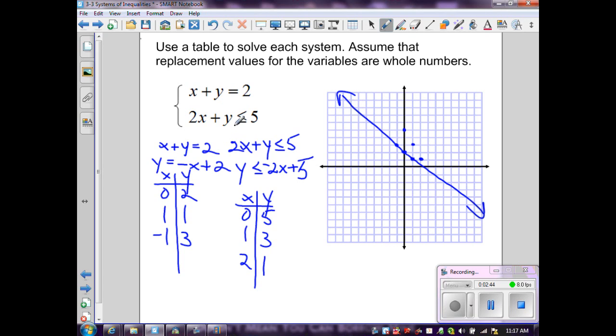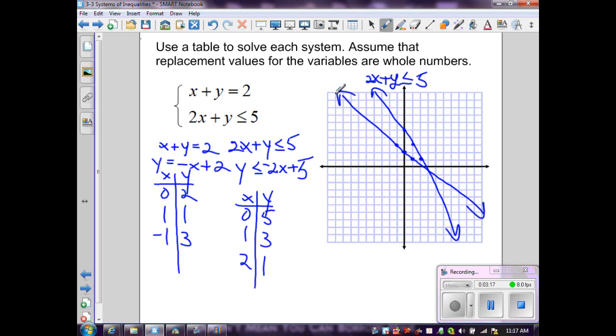The inequality is going to use a solid line if it's less than or equal to or greater than or equal to. It's going to be dashed if it's just greater than or less than. Here, since it has an equality, it's going to be a solid line. So I will connect the points. Also recall that I need to shade on one side of the line. So when I do that, I need to select a point on either side of this inequality. Remember, this is the line that represents 2x plus y is less than or equal to 5.